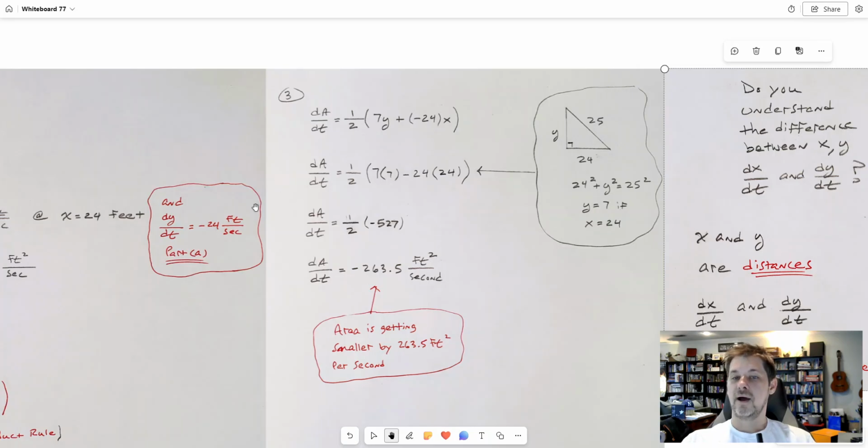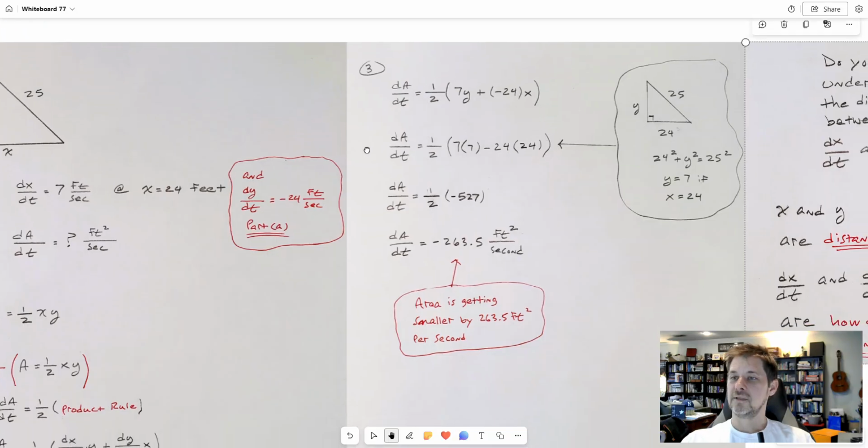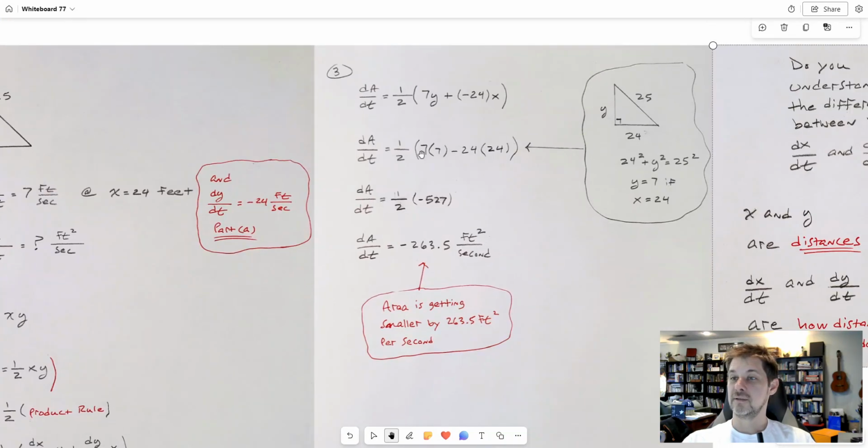I know that dx over dt is 7, so I put that in right there. I know that dy over dt is negative 24, so I put that in also. So I know those derivatives. Do I know x and y? Well, one condition on my problem was that x was 24 feet. So I know that x is 24, so I put that in. But do I know y?